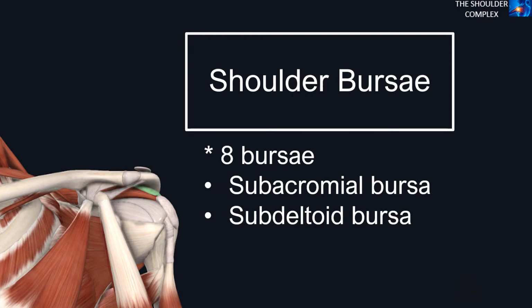However, for this lesson, we are only to discuss the 2 bursae. We have your subacromial bursa and your subdeltoid bursa specifically, okay? What is the function first of your bursa? Why are they important? So your bursa is important because it reduces friction between structures, okay?